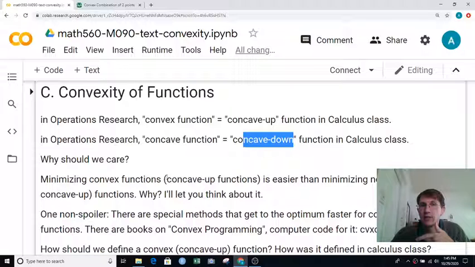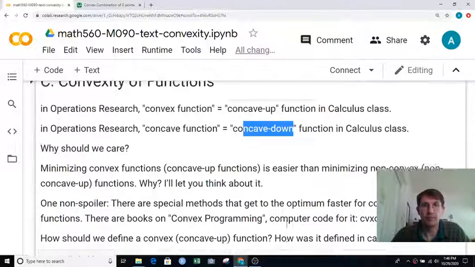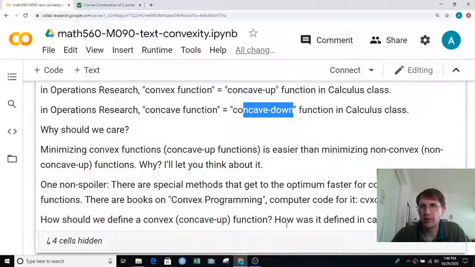One thing I can tell you that's not a spoiler is that if functions are concave up or convex, then there are special methods that run faster to optimize on those functions. You can read whole books and get computer code about convex programming, which is like linear programming or nonlinear programming, but for the special case of the objective function being convex and minimizing. So how should we define a function being convex or not? Well, think back to how it was defined in calculus class. Try to remember what that was.